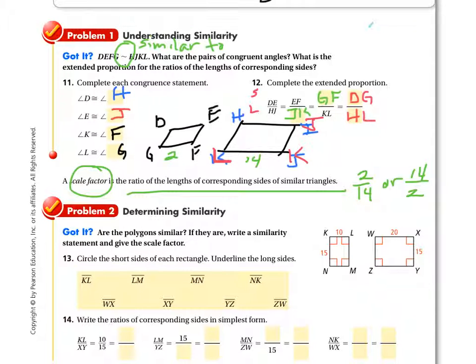Would not my bigger polygon be 7 times as large as the smaller polygon lengthwise? So really your scale factor is something that we use to multiply to dilate something larger, or divide to dilate something smaller. You can dilate things smaller. All right, so then let's look at problem 2.